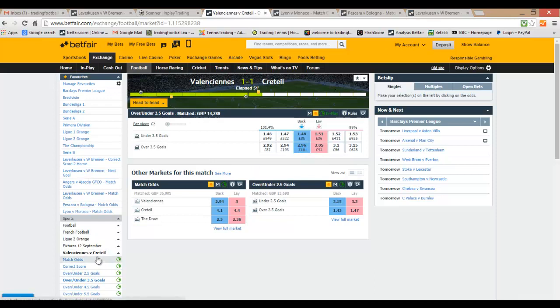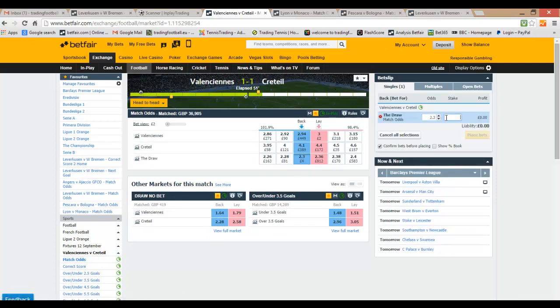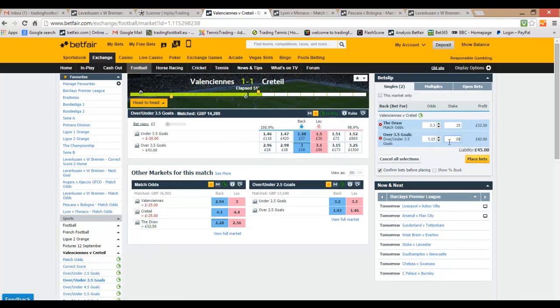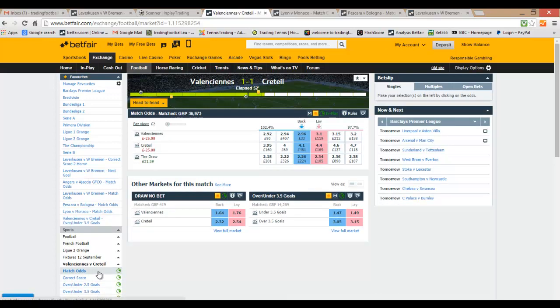So Valenciennes into the second half, and I decided to employ a particular strategy where I'm backing the draw and also backing over 3.5 goals. It's a fairly simple strategy, whereby only a 2-1 or 1-2 scoreline will actually prove your undoing. So obviously the double bonus is if the score ends 2-2, so you win both on the draw and on the over 3.5 goals. Be careful if you're staking here.